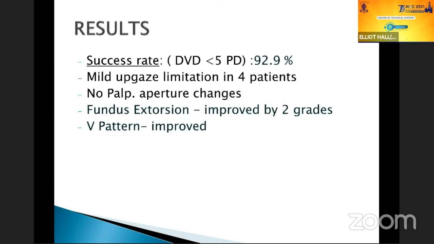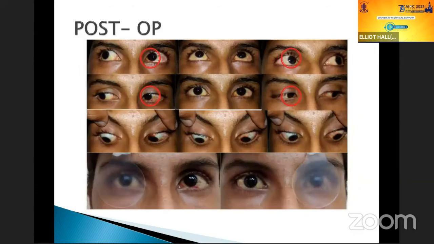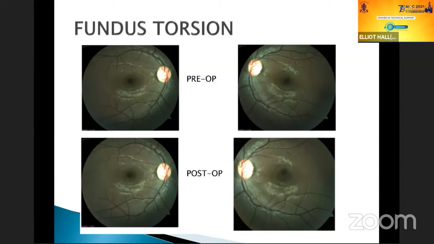pattern was improved. You can see this preoperatively, there is a lot of over elevation in adduction, and in the lower picture you can also see DVD behind the occluder. After surgery you can see that there is no over elevation in adduction, and there is no DVD behind the occluder.